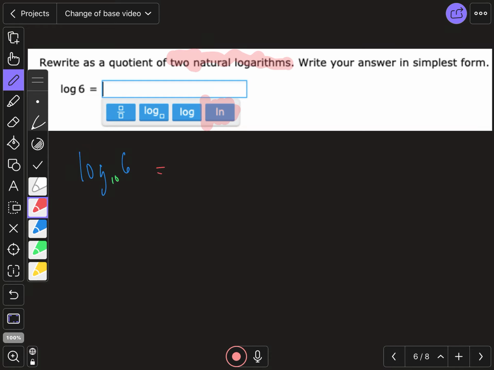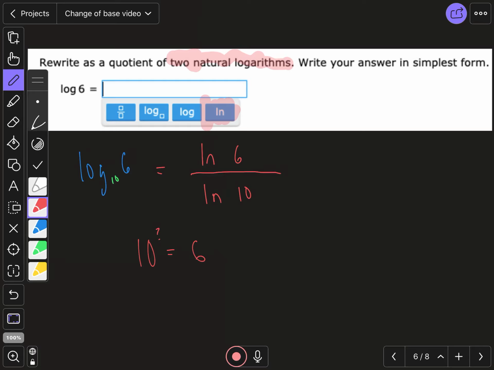Want us to write as a combination of natural logs. So fraction bar, natural log button, argument goes on top. So natural log of 6, natural log on the bottom, and then since our base is 10, natural log of 6 divided by a natural log of 10. So that would tell us what 10 to the what power is 6.